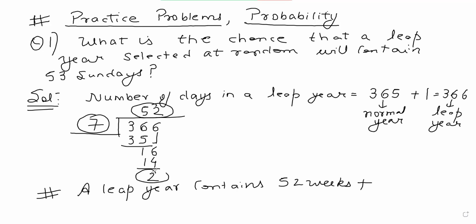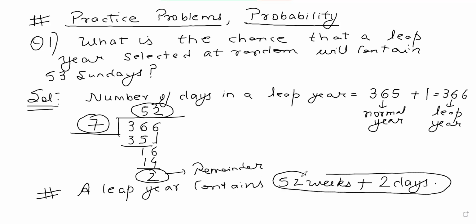plus 2 extra days. This is my remainder. When we do the long division, this is my remainder. It contains 2 extra days. So I can say a leap year in terms of weeks contains 52 weeks plus 2 days. Now 52 weeks correspond to 52 Sundays because every week contains one Sunday only. So 52 weeks are going to contain 52 Sundays.